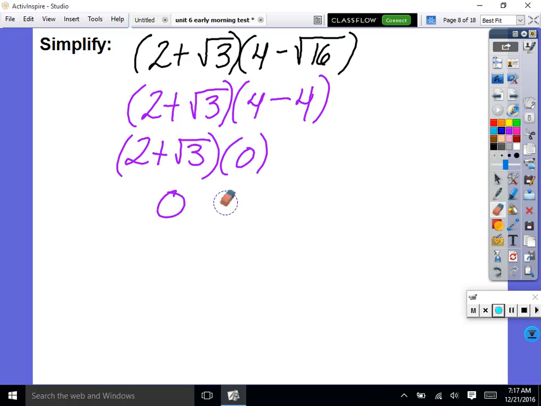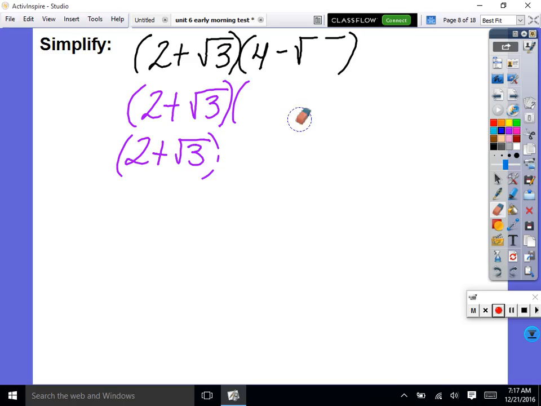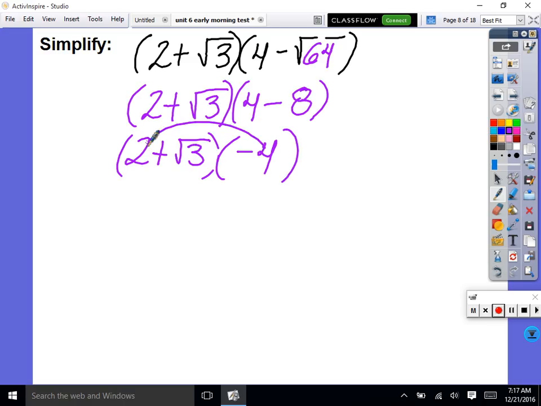Okay. Now I'm going to change my problem. That's right. Let's change the problem because I don't think I thought about that very well when I wrote it up there. Let's do this instead. Make it square root of 64. All right. So now don't we have 4 minus 8, which is negative 4? Okay, negative 4 times both of those things. You know what I see people do? They don't distribute it twice. Gotta go to both of those, right? Negative 4 times 2 is negative 8. Negative 4 times the square root of 3 is negative 4 square root of 3.